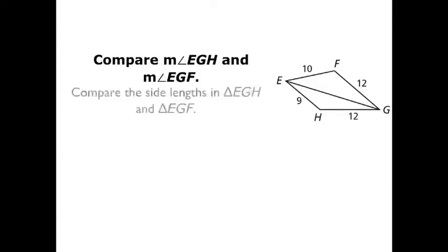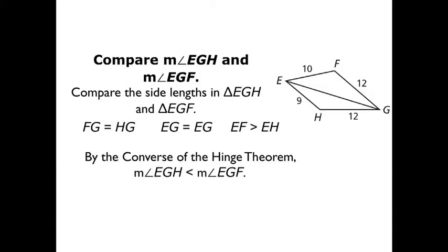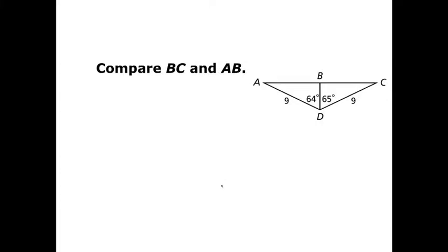Sorry about that. Using the converse of the hinge theorem, I see that EGH is less than EGF. EGF is the bigger angle. Alright, here I want to compare these two sides, BC and AB. BC and AB are these two top pieces of the triangle. I want to know which one is the longer piece.